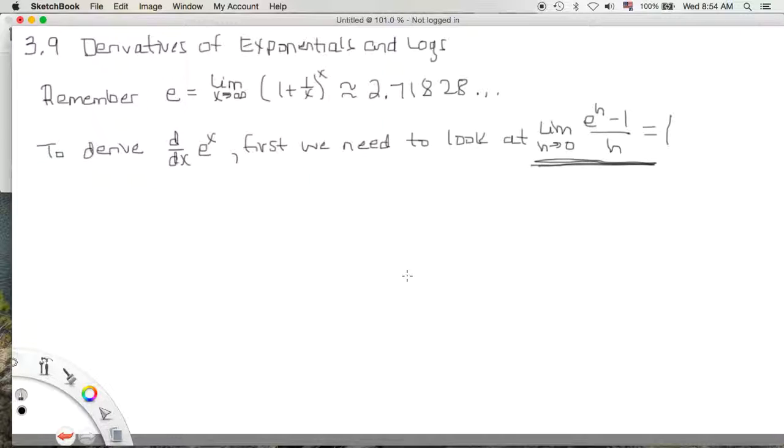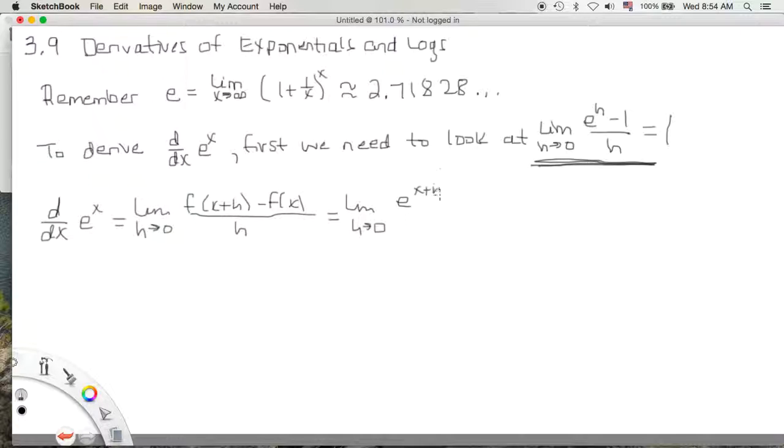Now why do we need that? Well, we want to find out what the derivative of the basic exponential function e to the x is. Remember, the definition of a derivative is the limit as h goes to 0 of f at x plus h minus f at x all over h. So we take the limit as h goes to 0 of e to the x plus h minus e to the x over h, and now we need to simplify.